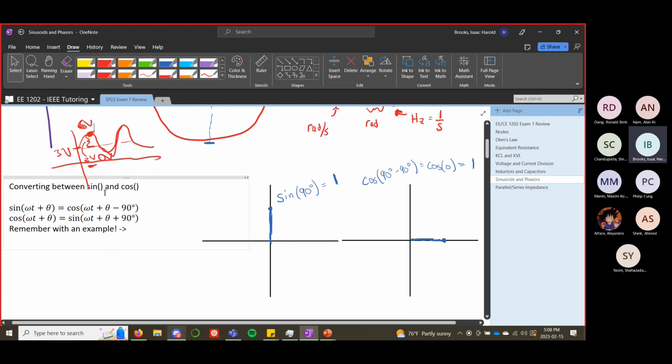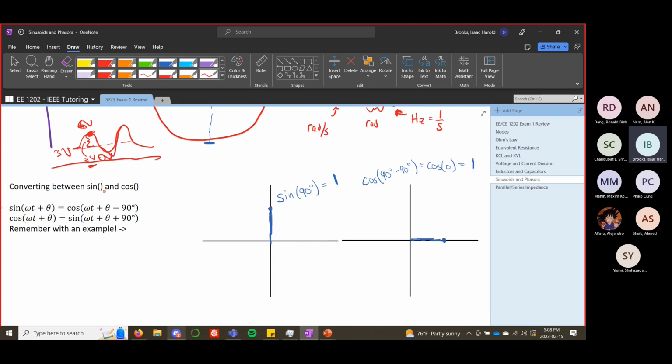So sines and cosines. If you're converting between a sine and a cosine, there are some formulas that you can remember that I always forget. I always get confused by these. If you have a cosine, you can subtract 90 degrees and you'll get to sine. And if you have a sine, you add 90, that's equal to cosine. So sometimes it's confusing when you add and when you subtract.